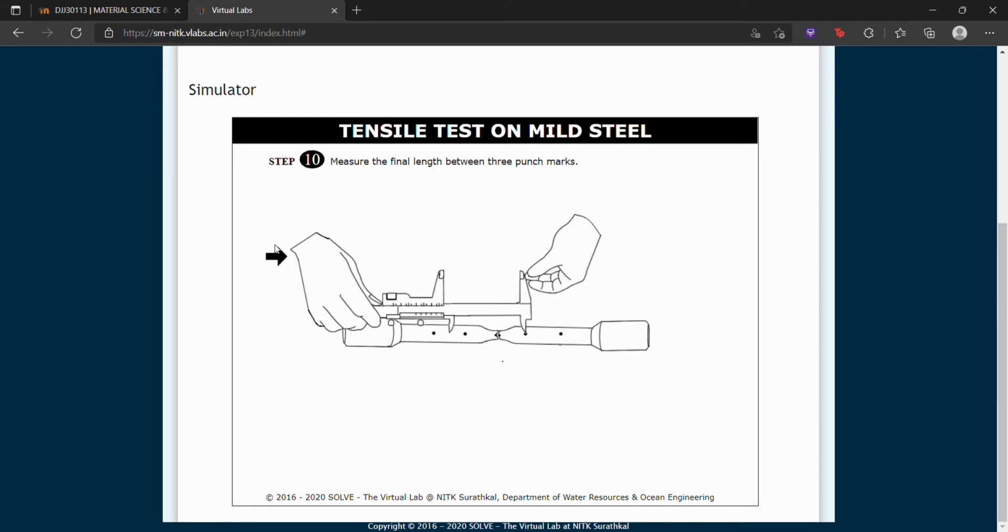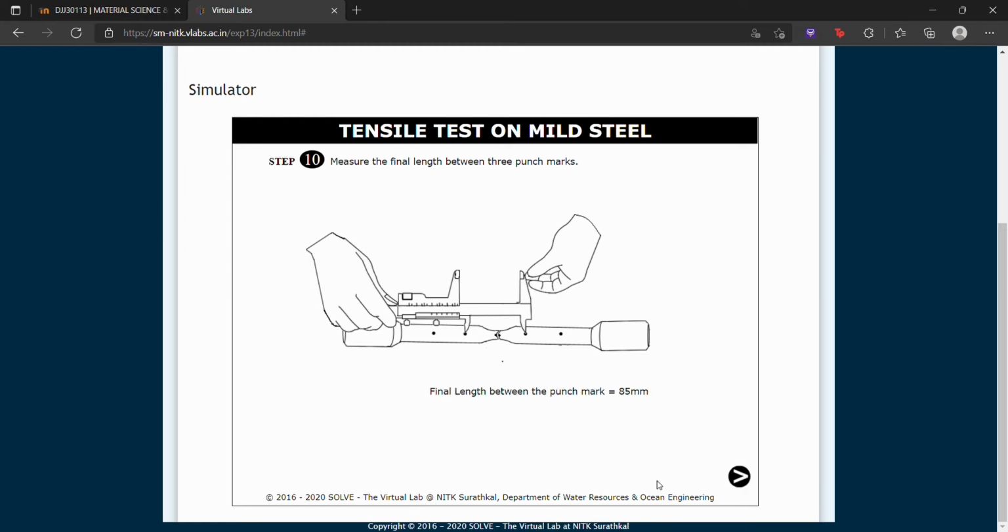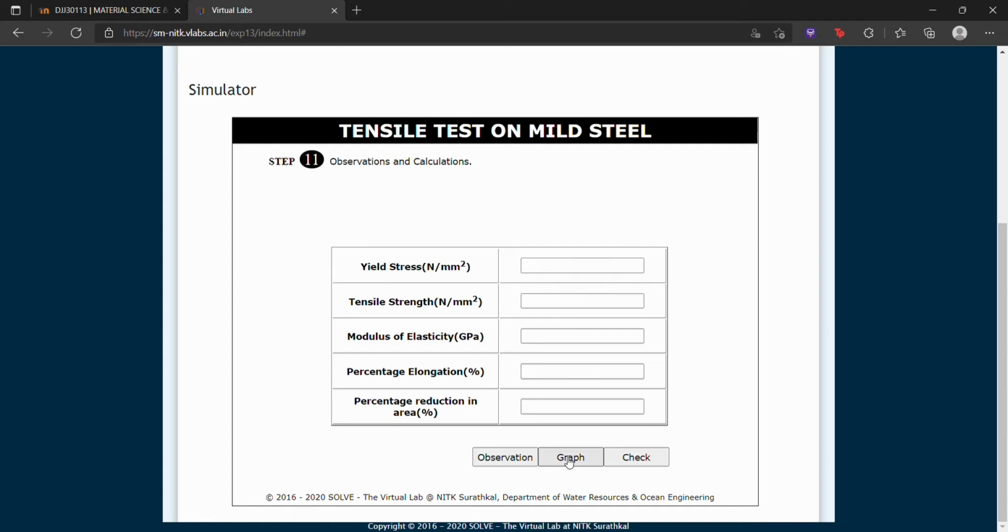Step 10 is to measure the final length between the three punch marks. So the final length between the punch marks is 85 mm. So this is our observation, and this is the graph.